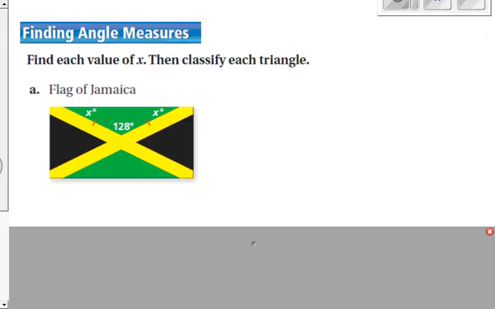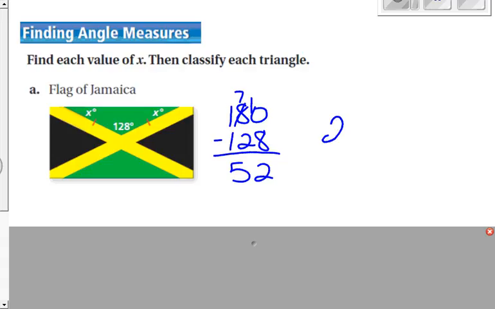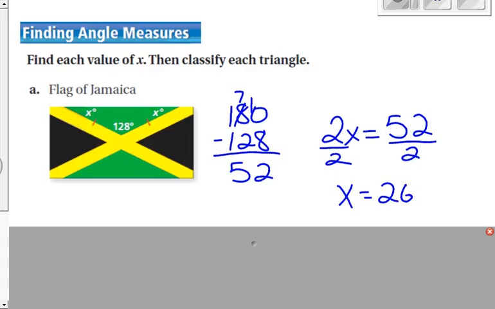So it says find each value of x, then classify each triangle. So this time we have two x's. So what we're going to do is take 180 minus 128, and we get 52. So now we know that both of those angles added up have to equal 52. So we have 2x equals 52. So what we need to do is divide both sides by 2, and we end up with x equals 26 degrees.